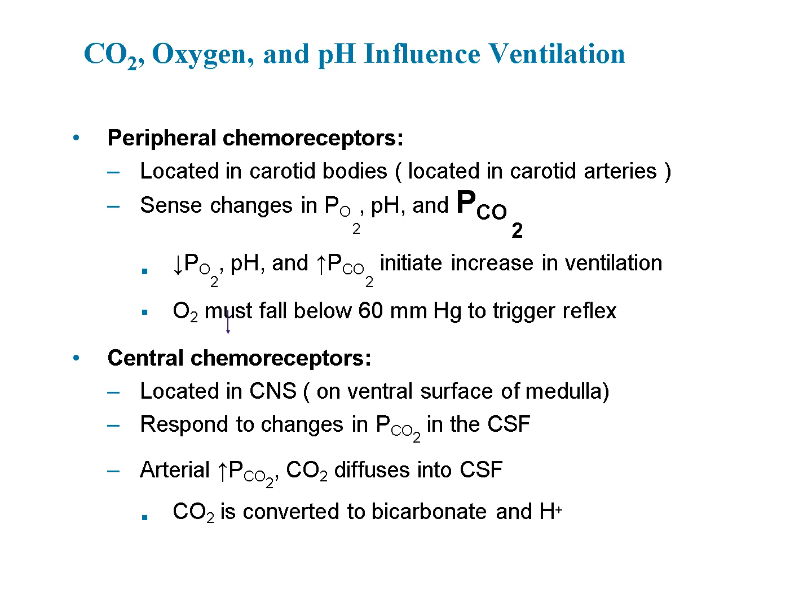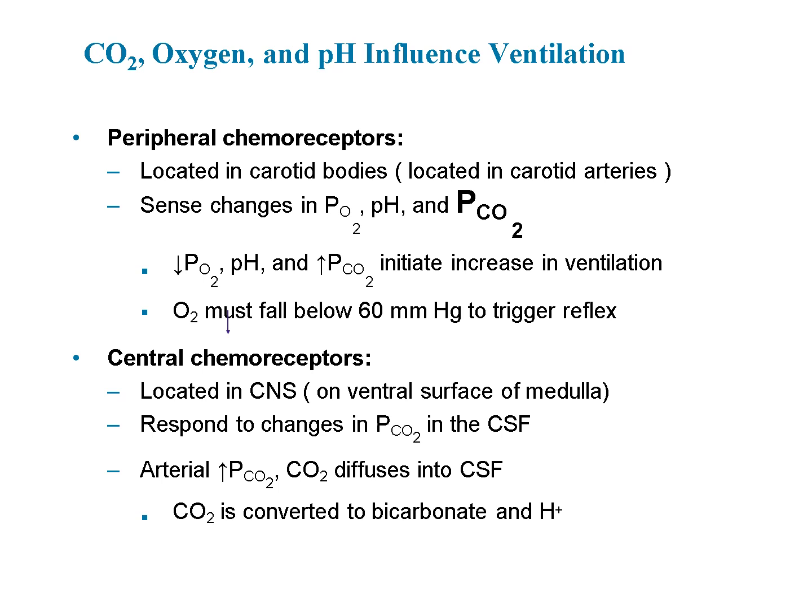These receptors are responsible for sensing changes in the partial pressure of oxygen and the partial pressure of carbon dioxide in the blood. When oxygen levels drop, pH decreases, or carbon dioxide levels rise, these chemoreceptors signal an increase in ventilation to restore balance. However, for oxygen to trigger a significant response, its levels must fall below 60 millimeters of mercury. Central chemoreceptors are located in the central nervous system, specifically on the ventral surface of the medulla oblongata.